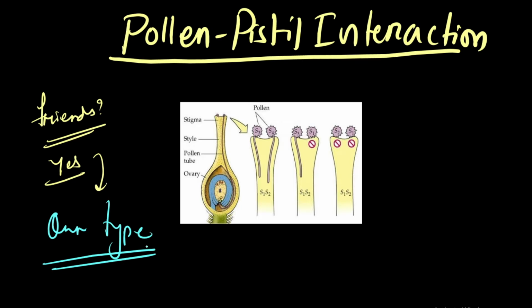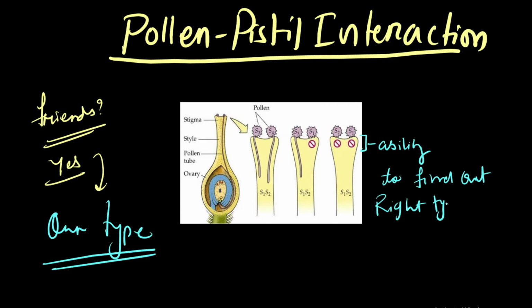That means what we like, they like as well. What we dislike, they dislike as well. So that is the kind of person we are attracted to, right? In the same way, this stigma has the ability to find out the right type of pollen.